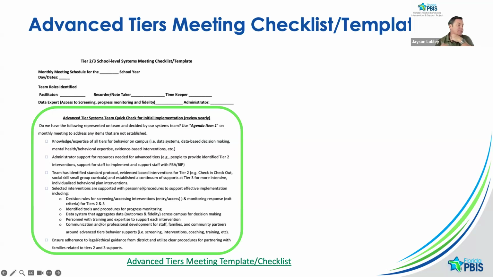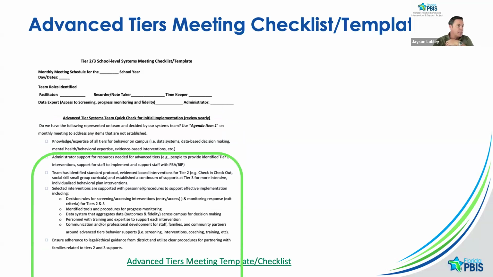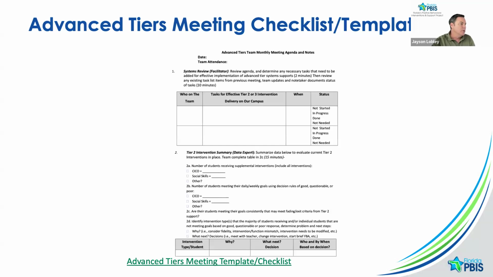So making sure that people on your team have that knowledge and expertise, making sure that we've got administrative support, you've got your evidence-based interventions, like check-in, check-out or small group curriculum, and we've got a continuum of supports to move into Tier 3 if necessary. So this is like the first page of this meeting checklist, and this is something to look at every year, maybe every semester, to just really make sure you've got all those pieces in there to support that system for advanced tiers.